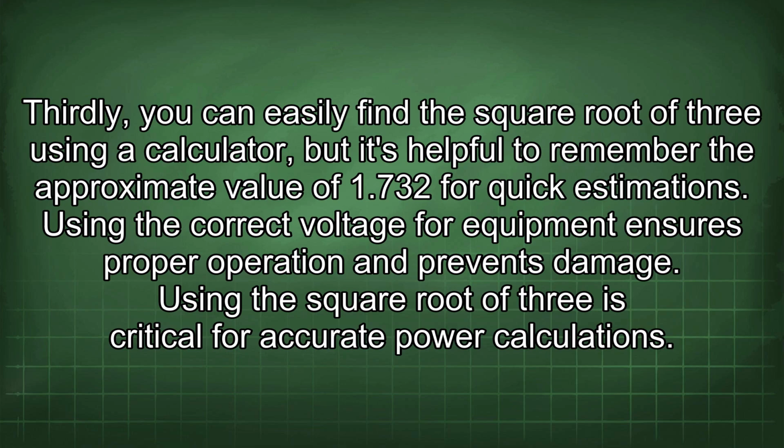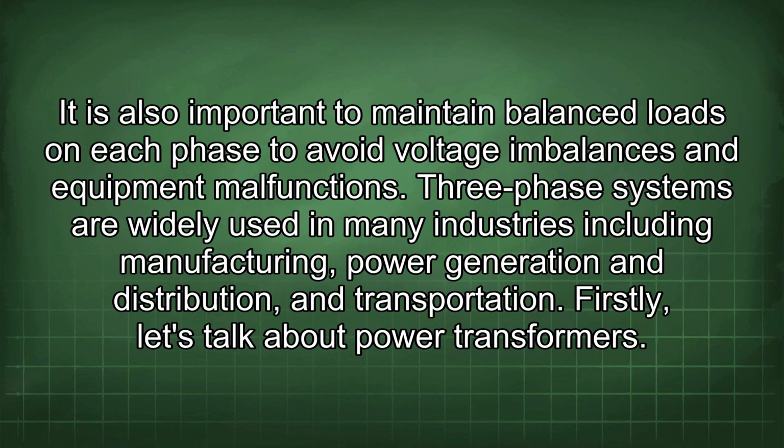Using the correct voltage for equipment ensures proper operation and prevents damage. Using the square root of 3 is critical for accurate power calculations. It is also important to maintain balanced loads on each phase to avoid voltage imbalances and equipment malfunctions. Three-phase systems are widely used in many industries including manufacturing, power generation and distribution, and transportation.